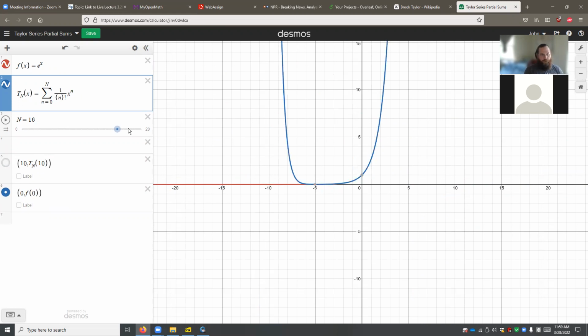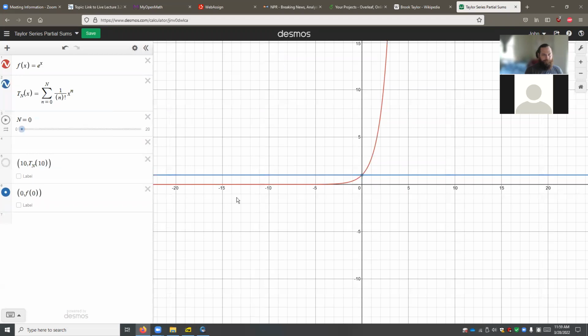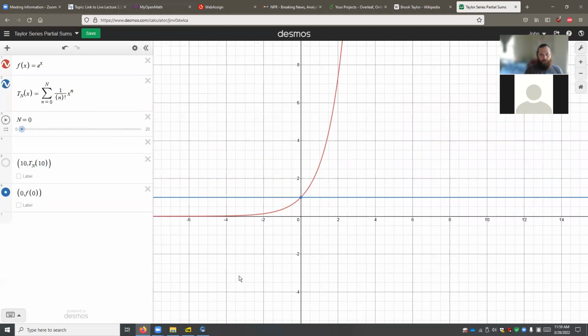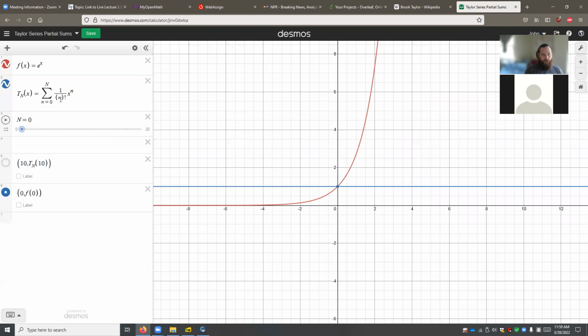Same sort of thing is going to happen now. The red function here is e to the x, and you recognize this, 1 over n factorial times x to the n. That is the terms for the Taylor series of e to the x that we found as our first example. Here, n equals 0. This is the order 0 Taylor polynomial. All it does is match the function at the origin. All it does is agree with the function there.